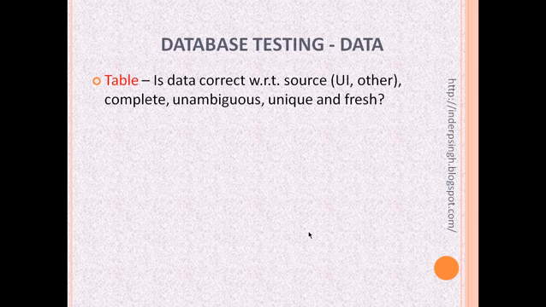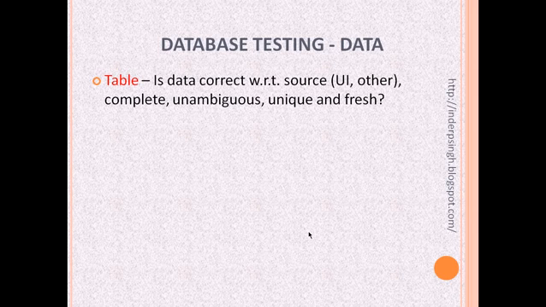So what can we test in the table? In the table, we can test whether the data is correct with respect to the source. If the data is coming from some source, let us say you fill up a form on your application user interface, and let us say it is a user registration form, and you put in the first name, last name, date of birth, email address, and you click on the submit button. You expect the same data, whatever you have entered on the UI, is stored in the correct table in the database, and you can do that by looking at the relevant tables and seeing that exactly the same data is stored. The source can be different.